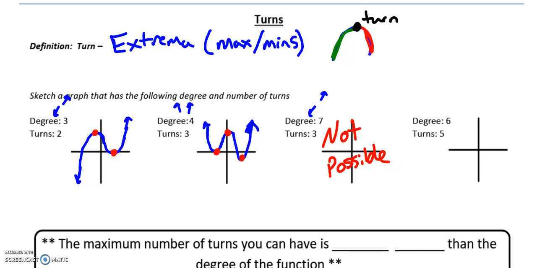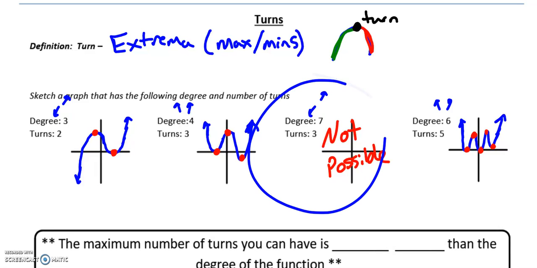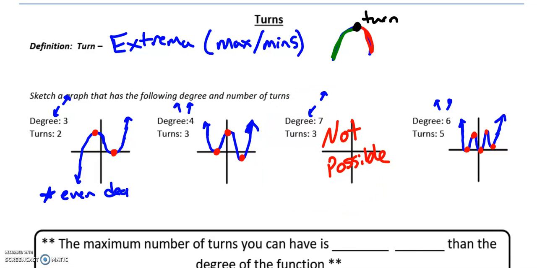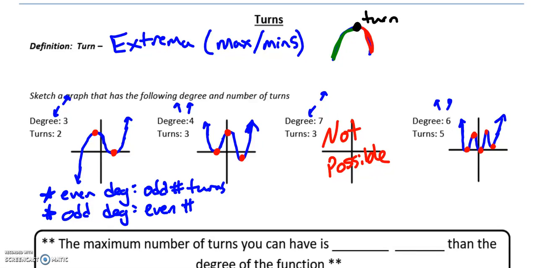Degree 6 with 5 turns, a degree 6 is going to have same end behavior, so up, up. And if I put my 5 turns in, it's just a lot of wiggling. 1, 2, 3, 4, 5. And it doesn't matter how high or low they go, I'm going to get what I want out of this. So just to make a note, we saw here in this middle example, and I'll try to solidify it here. If I have an even degree, then I have to have an odd number of turns. And if I have an odd degree, I have to have an even number of turns.